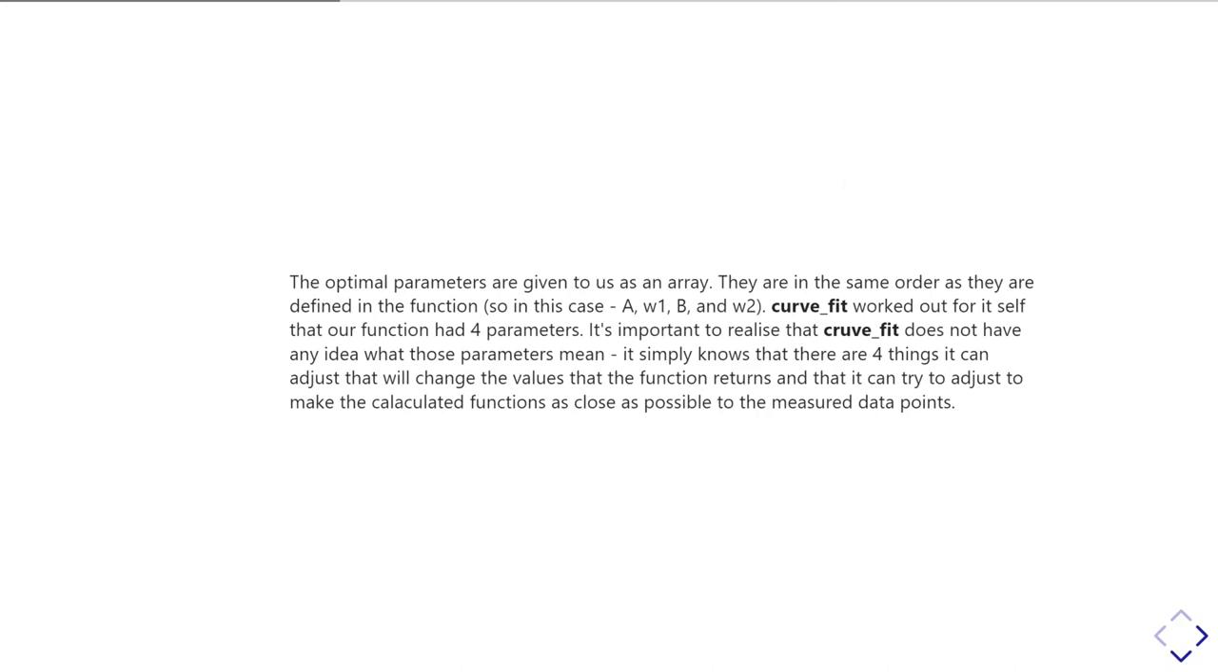As I was just saying, they come back to us in the same order that they're defined in the function. And one of the things to get your head around is that curve fit has no actual understanding of what your function means. All curve fit knows is that it has been given a function that's going to take x and then four parameters. And it has no idea at all what those parameters should be, what they mean, or what the function is doing. As far as curve fit is concerned, I call this function and I can see it takes these four parameters in addition to the x coordinates. So that's one of the reasons why curve fit always just returns things in the same order, because it simply has no way of knowing what the parameters in your function actually mean.